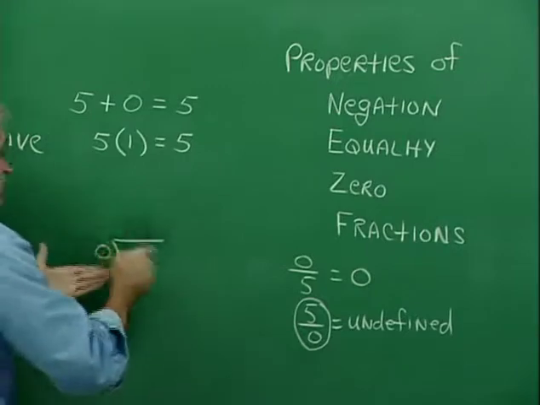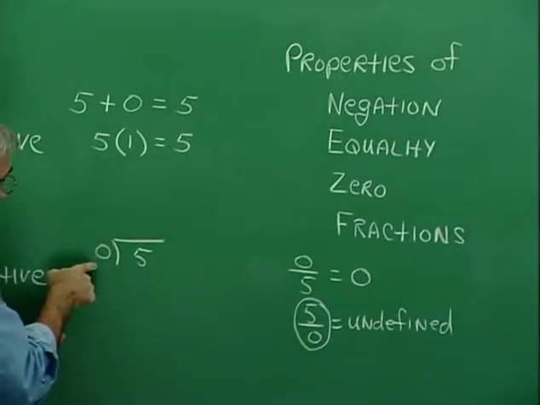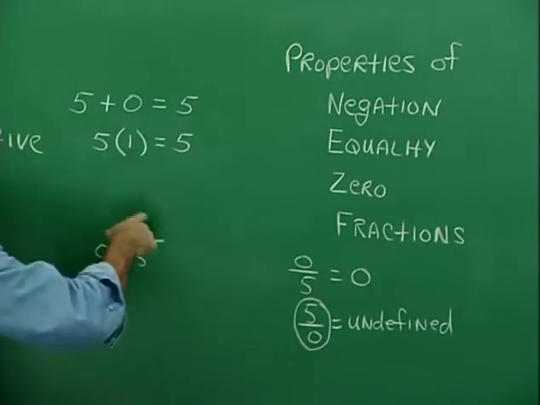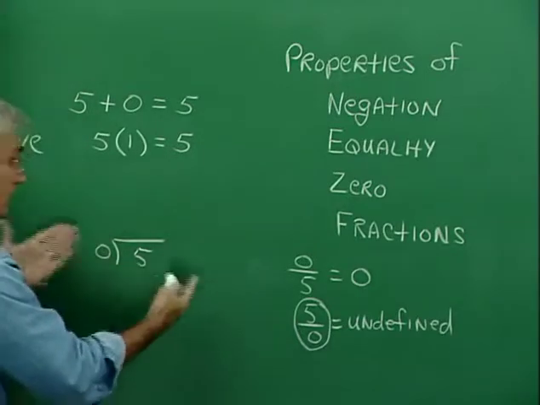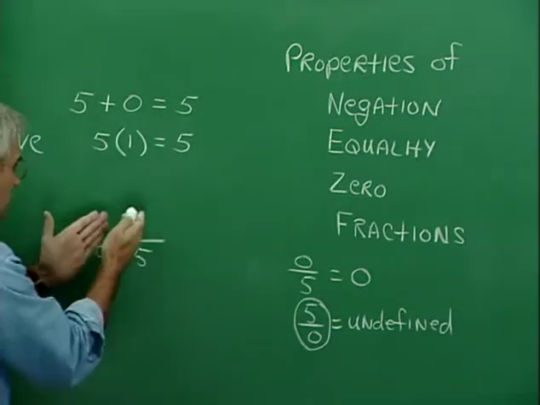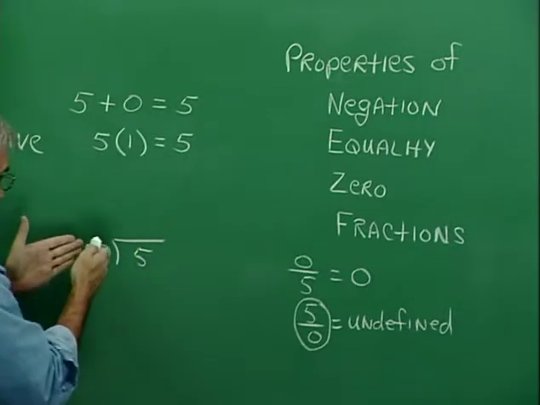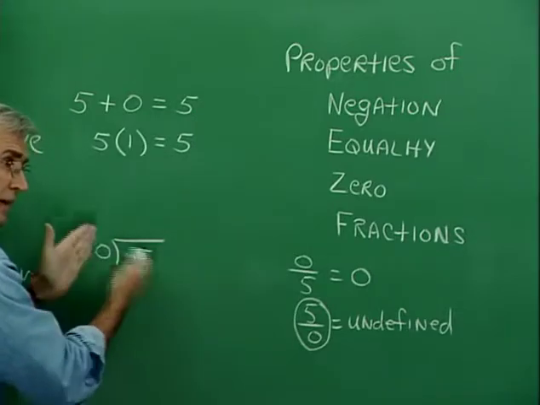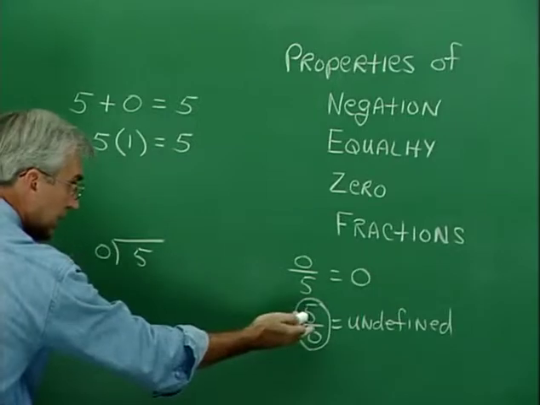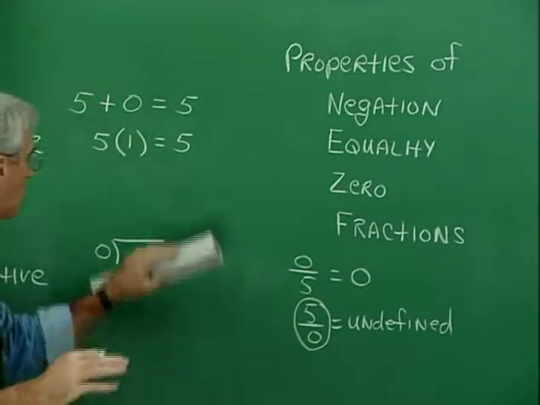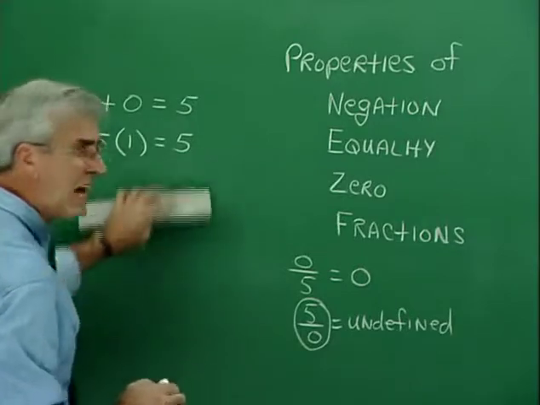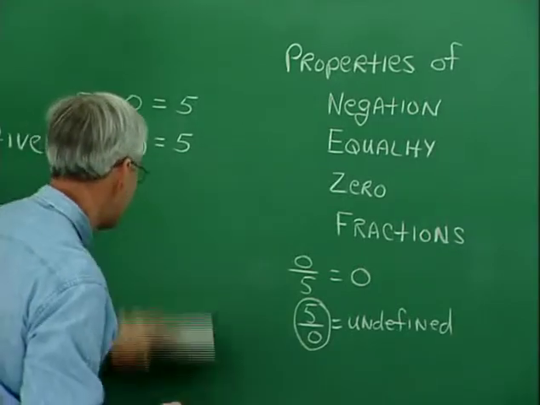This is a request for some number, which when multiplied times 0 gives 5. Is there any number that multiplies times 0 to give 5? No. Therefore, this is undefined. You see, there is no real number that can be multiplied times 0 to give 5. So that's why this has to be undefined.